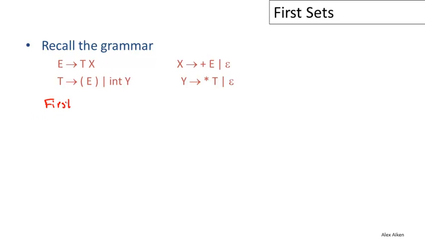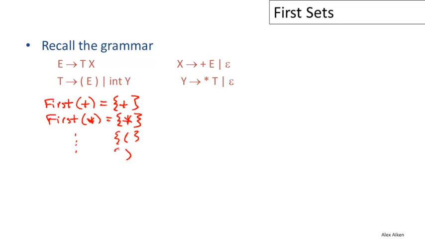For the terminals, it's really extremely straightforward. The first of plus is plus. The first of times is just times. The first set of every terminal is just the set containing that terminal, and so on for the others. And this is not worth writing out. So the first of open paren will be just open paren. The first of closed paren will be just closed paren. And I think that is all. No, we have to do int as well. Okay. All right. So these are the first sets for the terminal symbols.